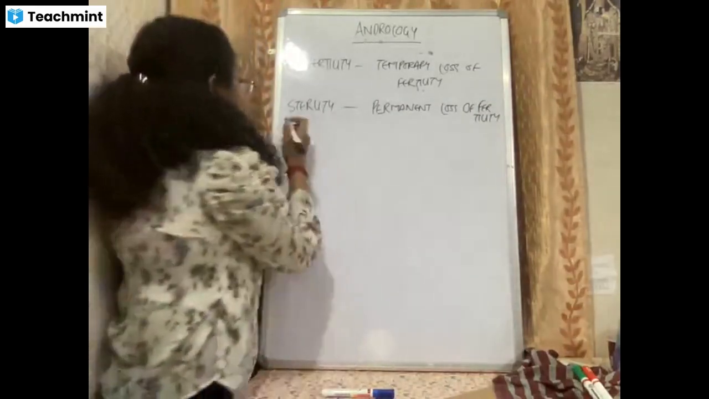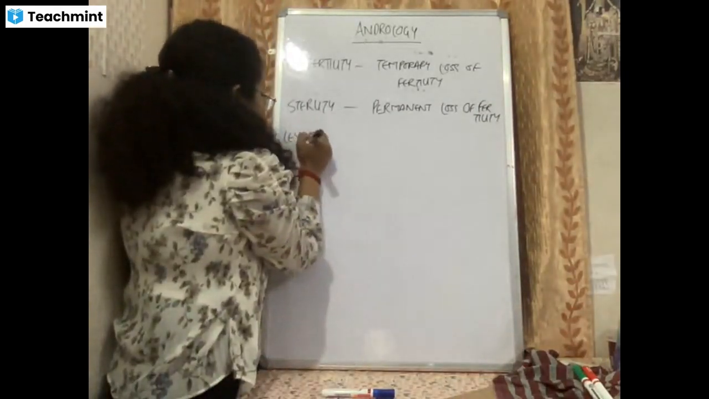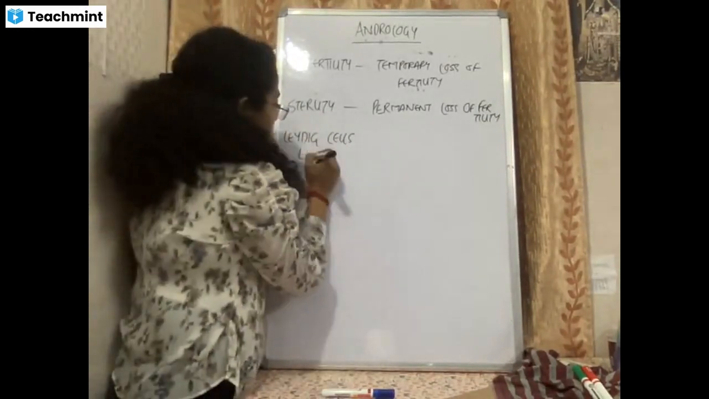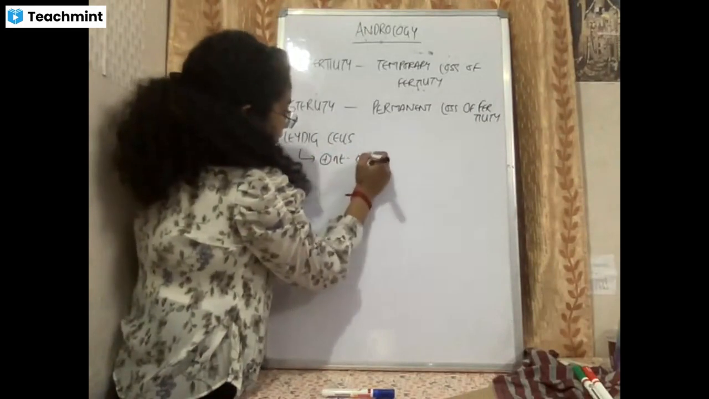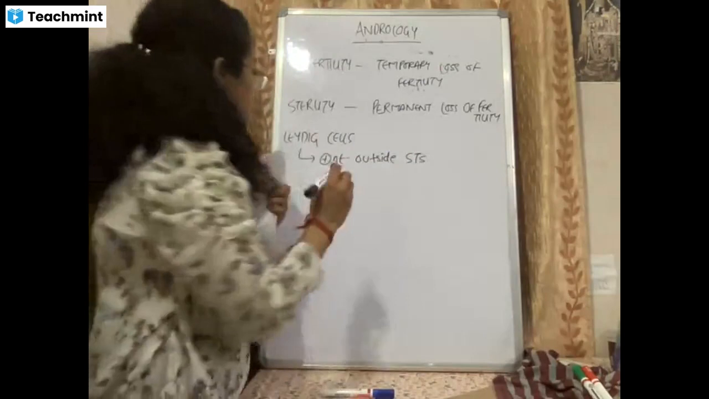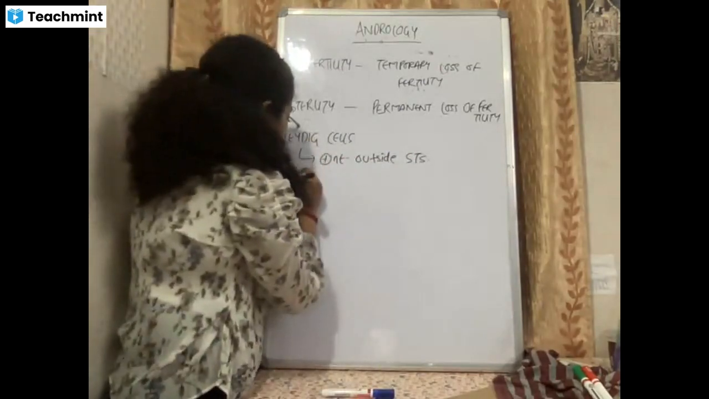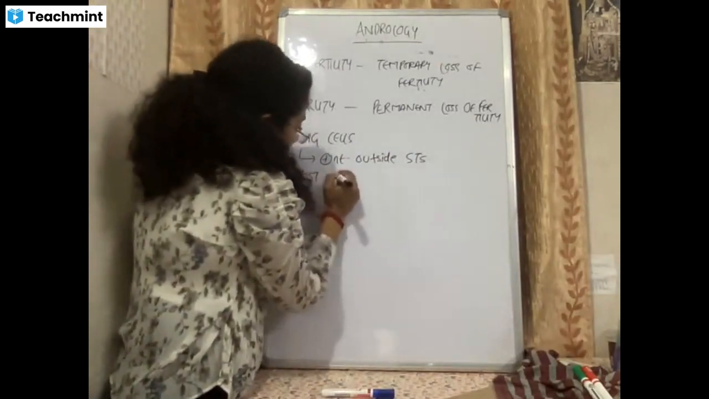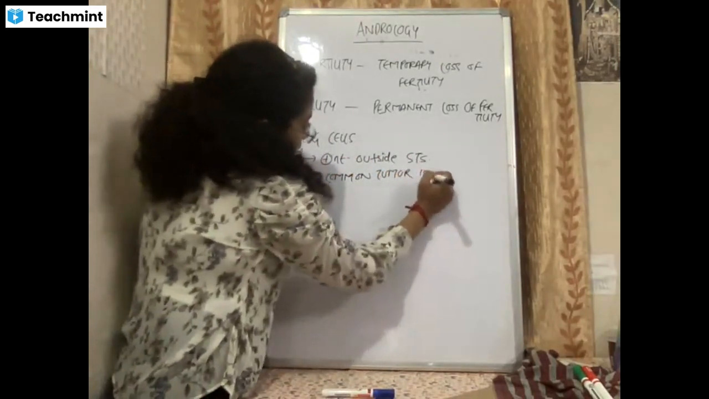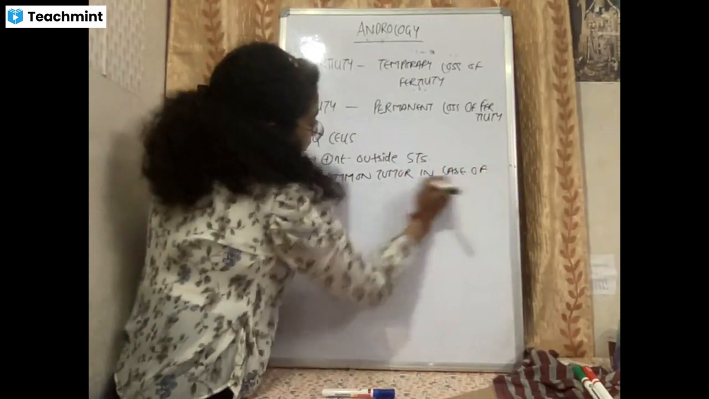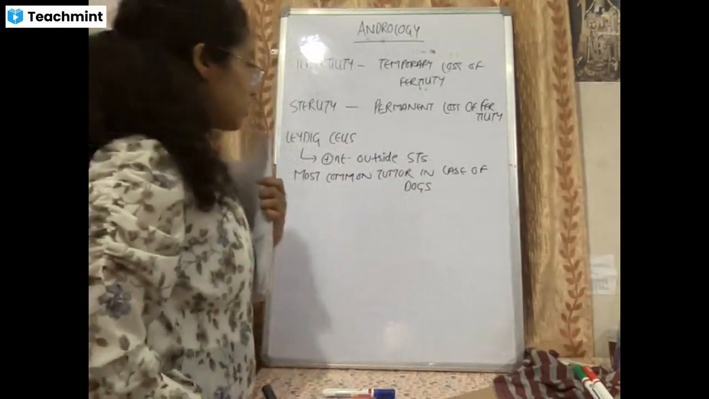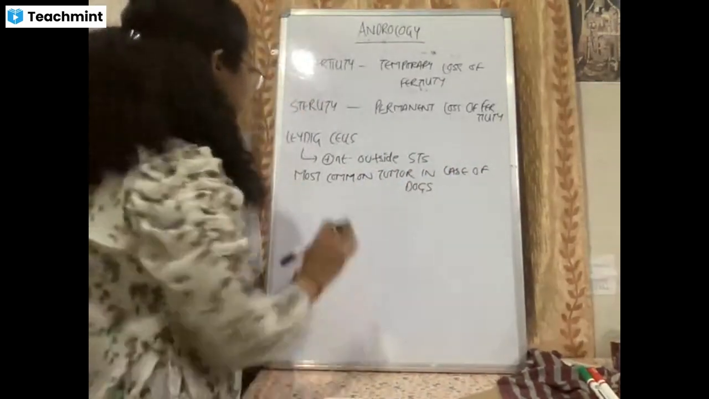Then, if we talk about the Leydig cells, we know that they are present outside the seminiferous tubules. So, Leydig cell tumor is the most common tumor in the case of dogs. We have to remember this thing.